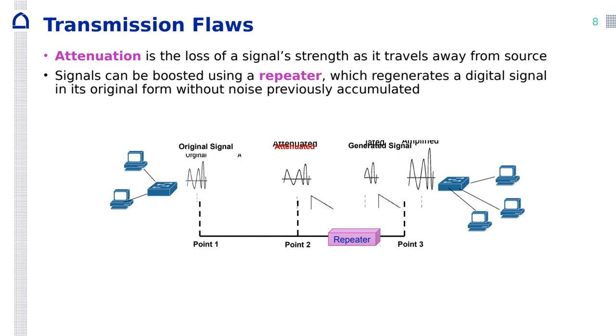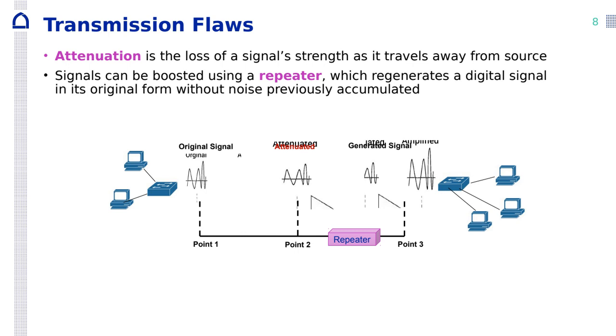Transmission flows, we also have attenuation. What is attenuation? Attenuation is the loss. يعني السيجنال بتضعف وهي تمشي بالكيبل. The signal loses its strength as it travels away from the source. How do we solve this problem? We put a repeater. It will regenerate a digital signal into its original form without noise.